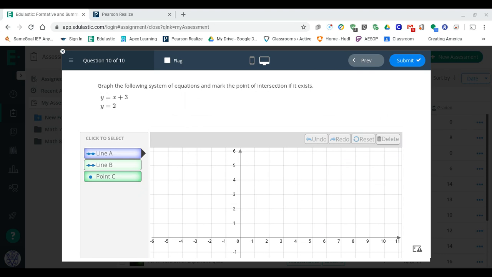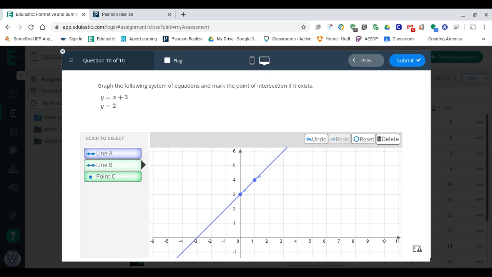Line A is going to be my first function, so I've got y equals x plus 3. If you remember slope-intercept, y equals mx plus b. There's no m shown, so m is 1, and my y-intercept is 3. So I'm going to start line A right here at 3, and then go up 1 over 1 for the slope. There's my line.